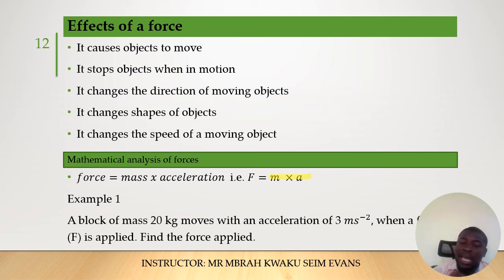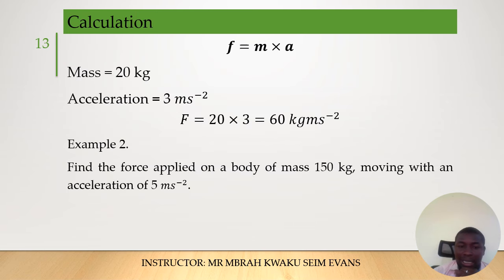So with this example, what is force? We define force as mass times acceleration. So this is our formula. Once we know that force is equal to mass times acceleration, we go back to the question. Do we have mass? Yes, our mass is 20 kilograms. Do we have acceleration? Yes, 3 meters per second squared. So therefore, force is equal to 20 times 3, which is 60 Newton.